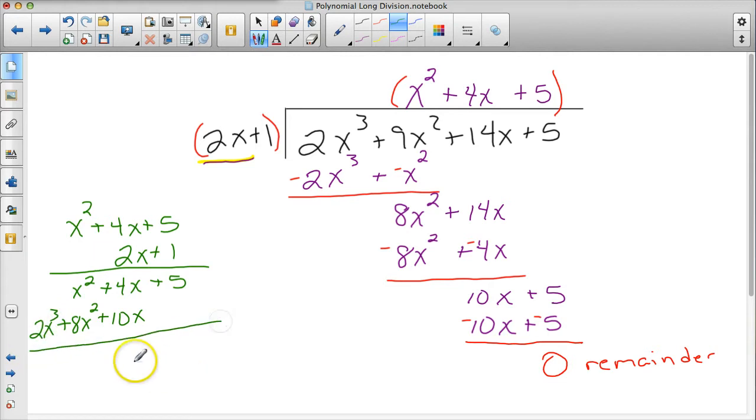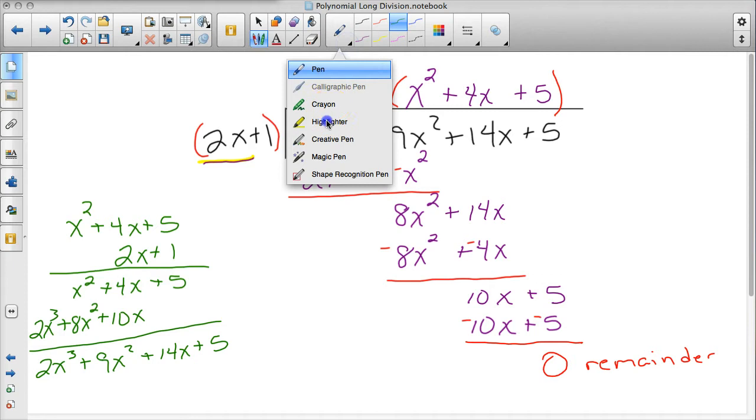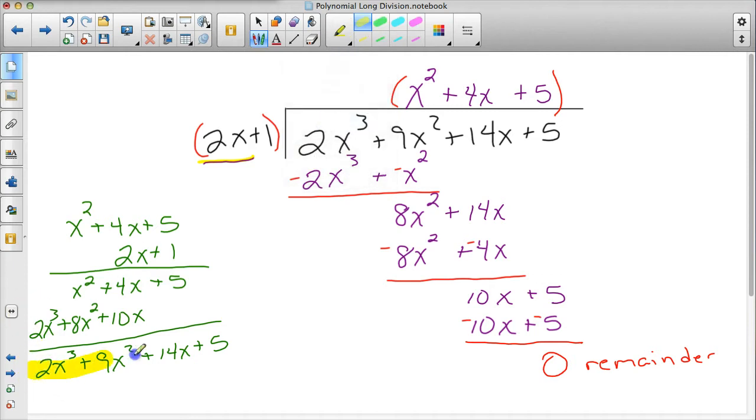Now, when I combine like terms, I get 2x cubed plus 9x squared, x squared plus 8x squared, plus 14x, 4x plus 10x, plus 5. And that is what I started with: 2x cubed plus 9x squared plus 14x plus 5. So I know that I did the division correctly. This would be a good time to pause and go back over what we did.